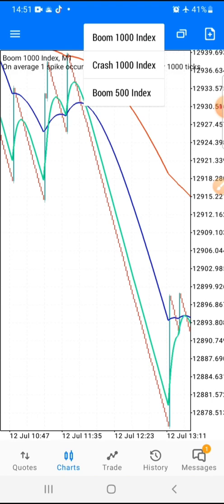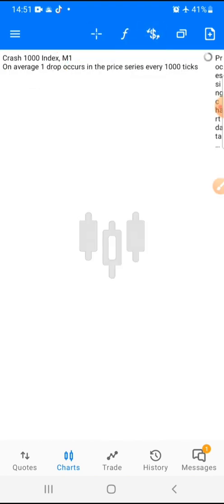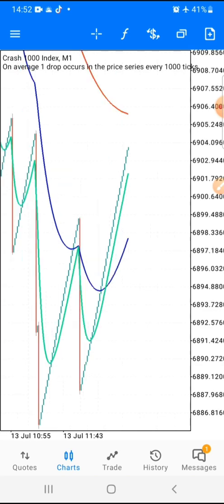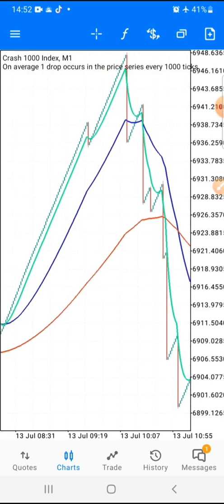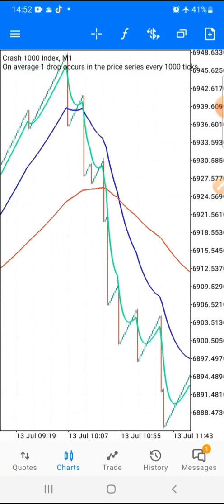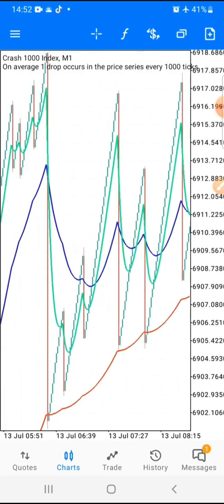So we're going to start with Crash 1000. Another secret is this: I've tested this strategy. It works perfectly in Crash 1000, Boom 1000. It is not that effective when you're moving to Boom 500 or Crash 500. It's more effective when you are trading Crash and Boom 1000.